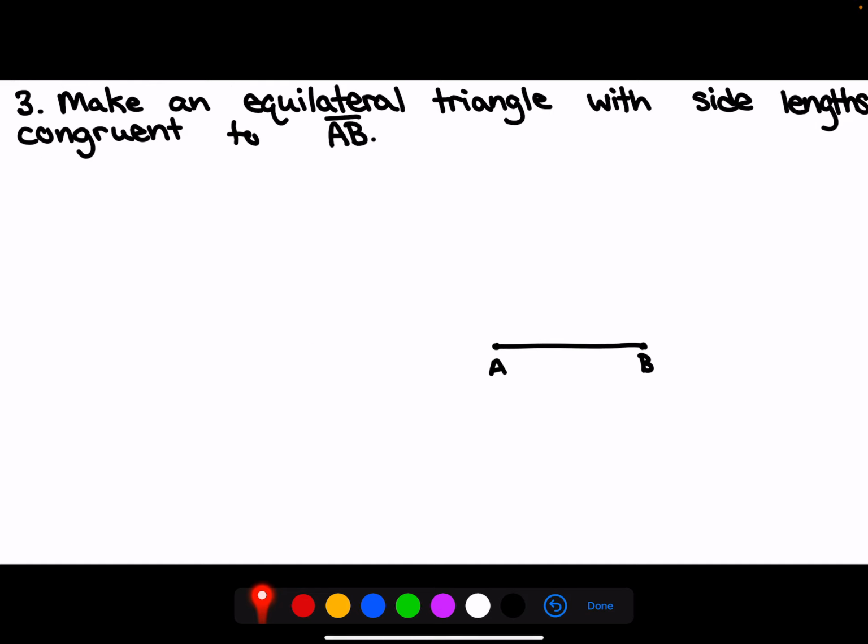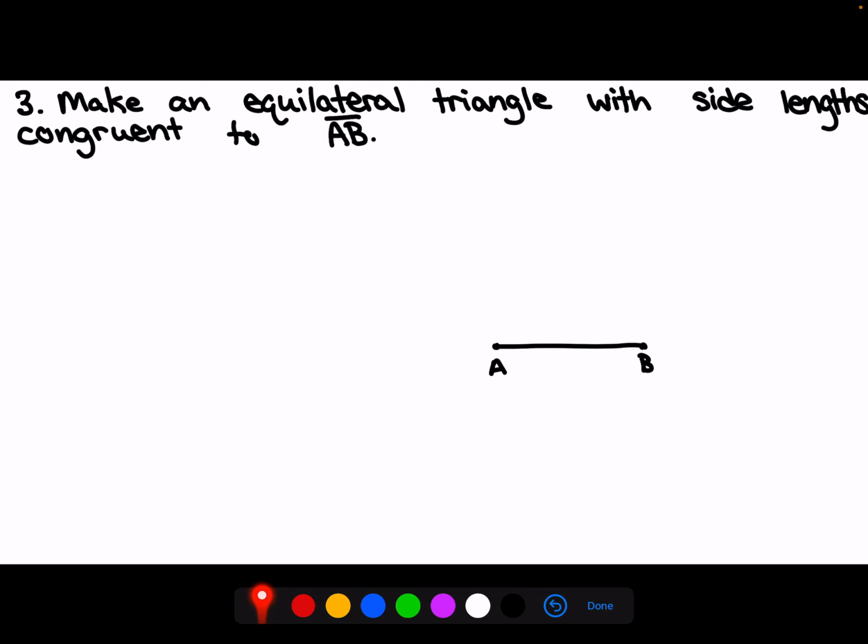All right, next up. Make an equilateral triangle with side lengths congruent to AB. So first thing that we're going to do is measure AB with our compass. Put the point of the compass on A, and then the pencil on B, and you'll be able to measure AB.